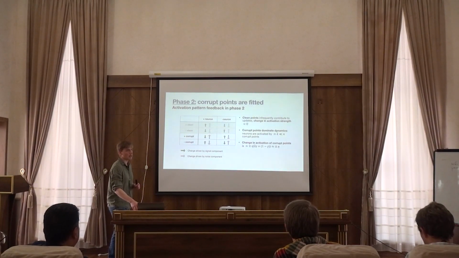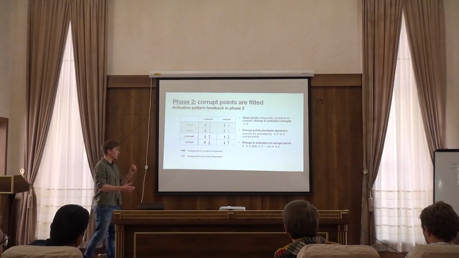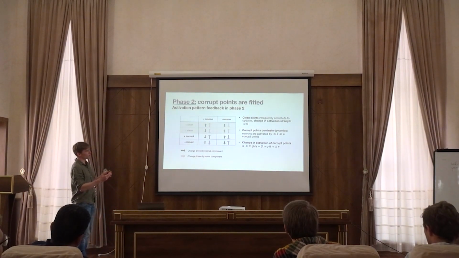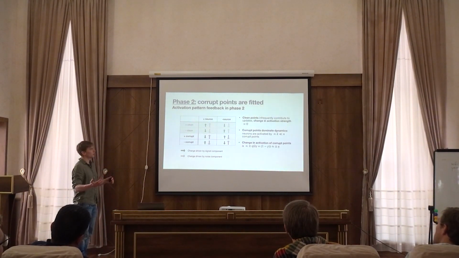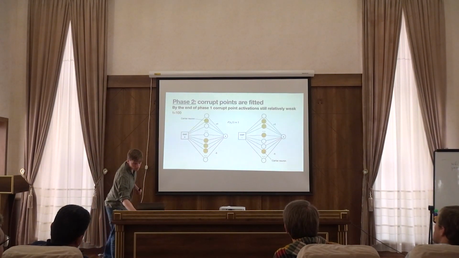So now if we do the same kind of analysis we had before, the change in activation on corrupt points is going to be plus or minus eta versus 0 for the clean points. So in the second phase of training, we can see that our activation of corrupt points is growing at roughly plus or minus eta, while it's not really changing at all for the clean points.